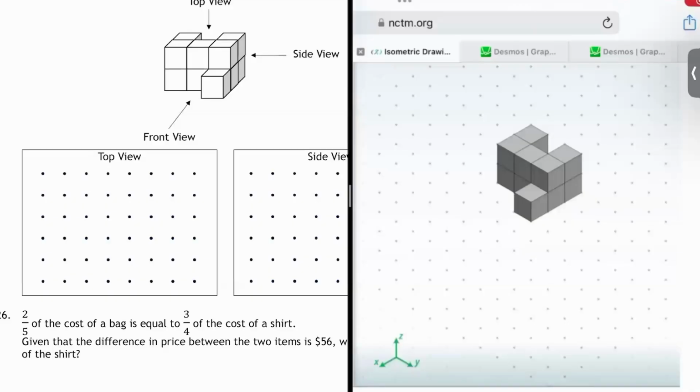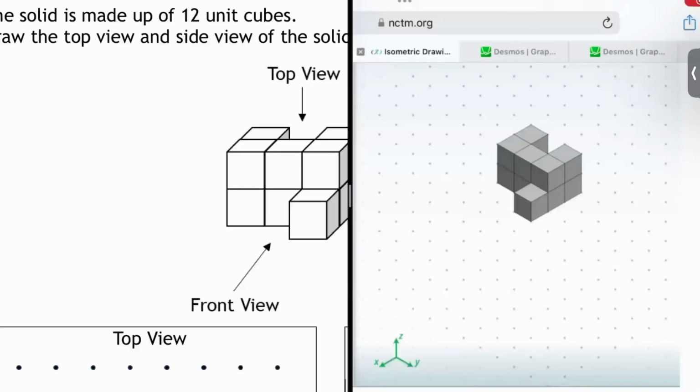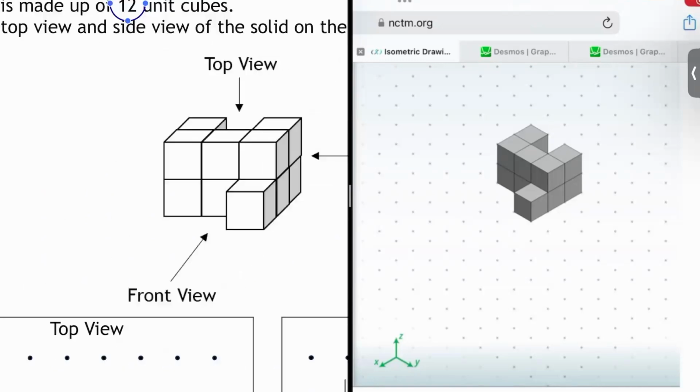So in question number 25, it's very important to see this word, 12 unit cubes. Because if you were to count, what you need to assume is that there is no such thing as floating cubes, and the cubes are not glued together. These are some assumptions that are usually not present inside the question. So they are not floating, they are not glued together. That means there must be something underneath it.